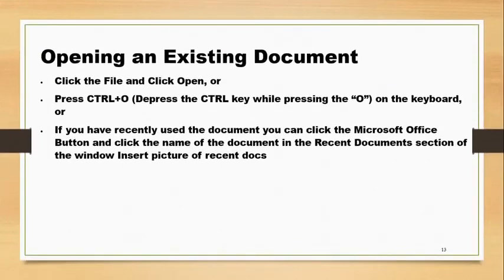Then once you create a document, you can save it. And after saving, you can open it using the following method. That is opening an existing document. You can press Ctrl plus O on your keyboard. Or alternatively, you can click on File, then click on Open. Then on the dialog box, you browse the location of your file and then click on it or double click on it.